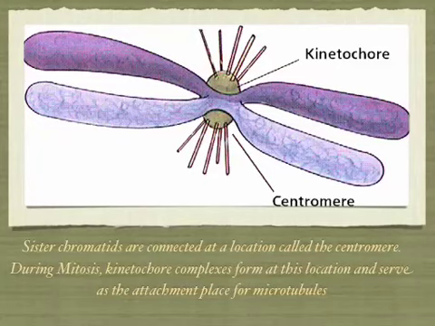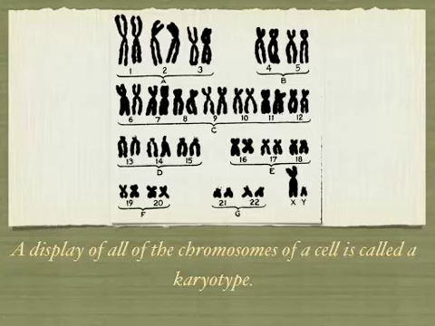To do this, your chromatids are connected at a place called the centromere. At the centromere, a complex called the kinetochore develops. This kinetochore serves as the location for the attachment of microtubules during mitosis. And these microtubules act like little arms that pull apart the sister chromatids and take them to different sides of the cell.